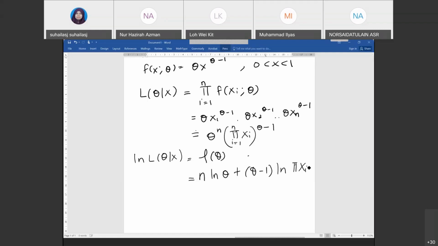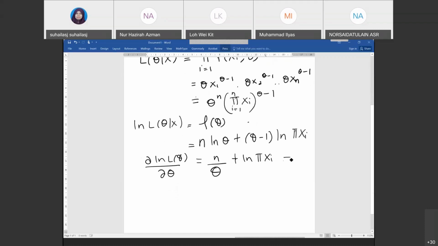Okay, so now you want to find, bila kita differentiate with respect to theta. Okay. So katakan kat sini kita differentiate d ln L(theta) over d theta. So you have n over theta, plus, okay, differentiate this one, theta minus 1 ln product xi, so it just leaves you ln product xi. Okay, kat sini jawapan ni saya tak tukar lagi. Last baru saya tukar. Okay. So that means you set equals to 0.